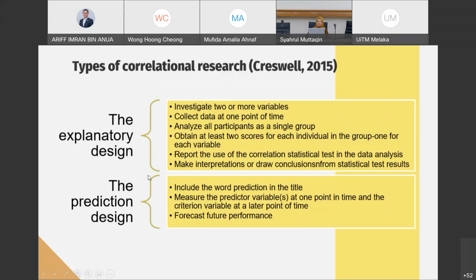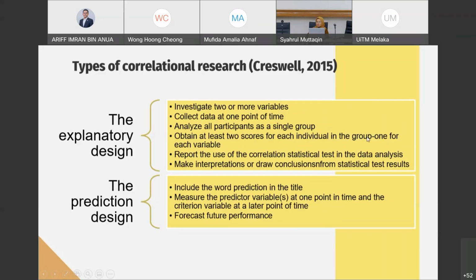And for the explanatory design, it investigates two or more variables. It collects data at one point of time. It analyzes all participants as a single group. It obtains at least two scores for each individual in the group.